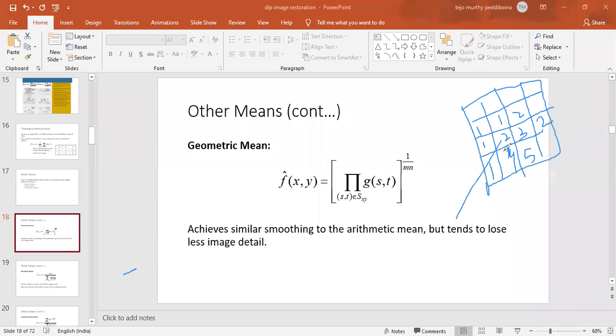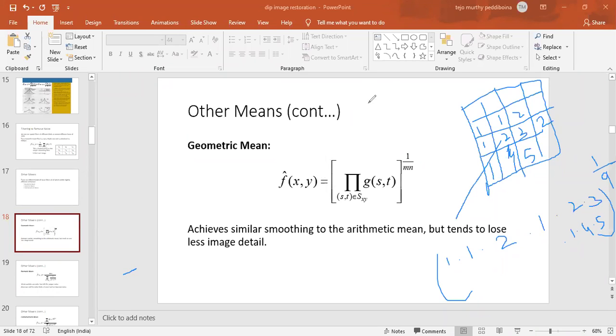Then 2 will be replaced by the neighborhood product of everything. That means 1 multiplied by 1, again multiplied by 2, multiplied by 1, multiplied by 2. It is so simple. Multiplied by 1, multiplied by 4, multiplied by 5, whole power 1 by mn. 1 by mn means 1 by 9. So it is the 1 by 9th root of all these multiplications.